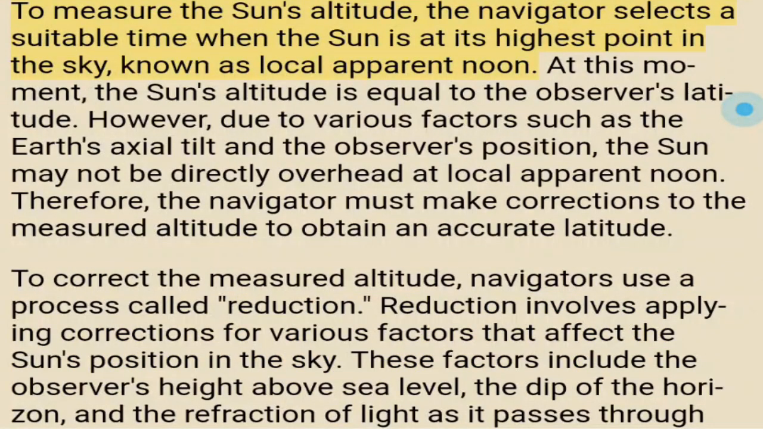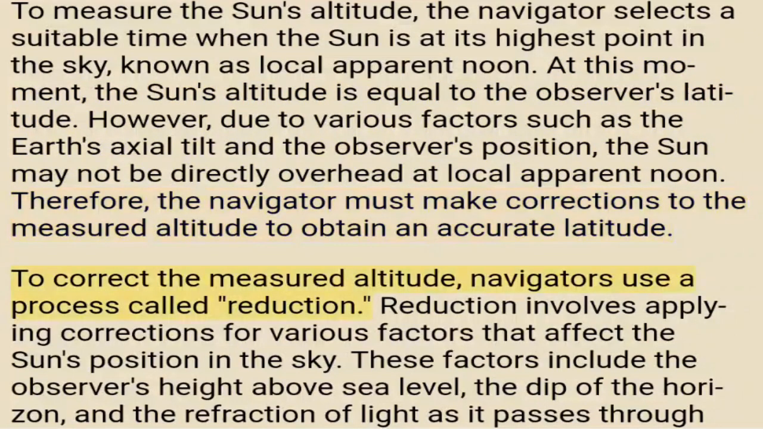To measure the sun's altitude, the navigator selects a suitable time when the sun is at its highest point in the sky, known as local apparent noon. At this moment, the sun's altitude is equal to the observer's latitude. However, due to various factors such as the Earth's axial tilt and the observer's position, the sun may not be directly overhead at local apparent noon. Therefore, the navigator must make corrections to the measured altitude to obtain an accurate latitude.